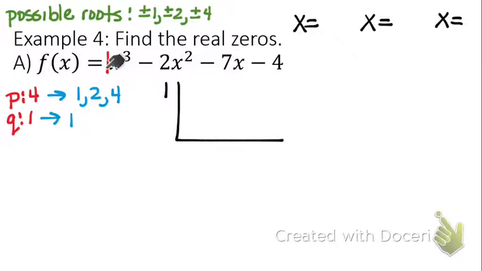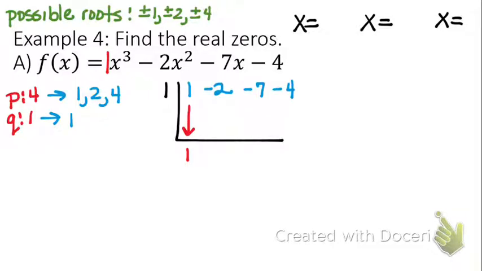Now we're going to list our coefficients of our function. Our coefficients are 1, and then what's my next coefficient? Negative 2. What's the next coefficient? Negative 7 and negative 4. So this is how you do synthetic division. For synthetic division, you just drop down the first number. Nothing happens with that first number.